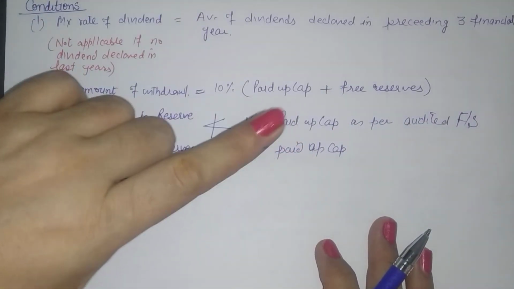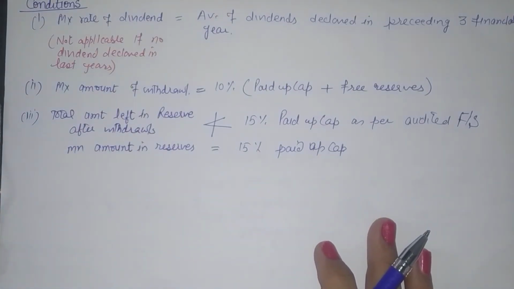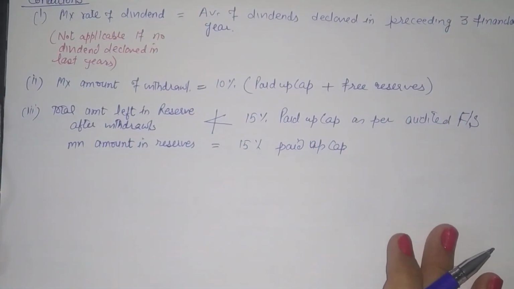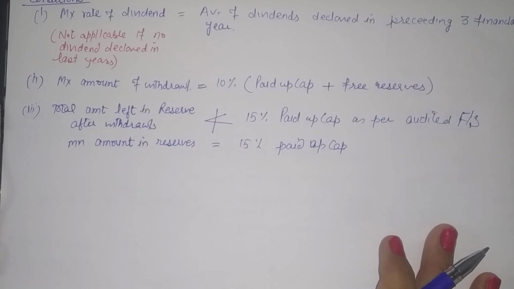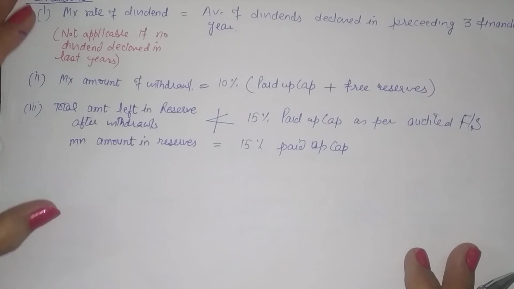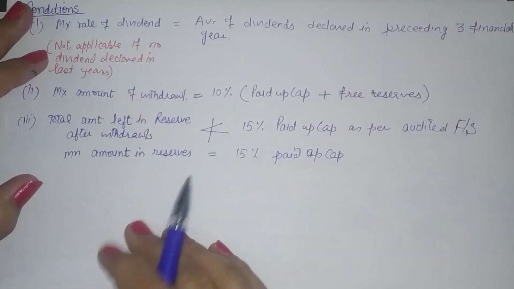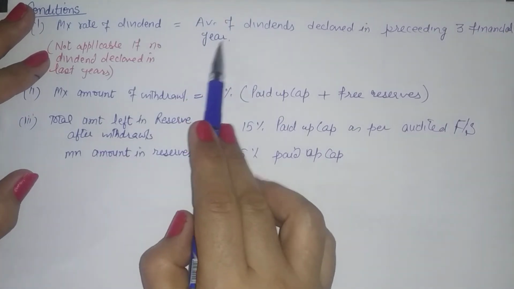You can understand why that condition was there, because earlier we had a statutory transfer to reserves which is no longer there in the new act, and at that time whenever you declared more than 10% dividend, you needed to make transfers to reserves. So automatically, if your rate is above 10%, you need to make transfers to reserves and not withdraw from the reserves. So at that time there was a maximum limit here.